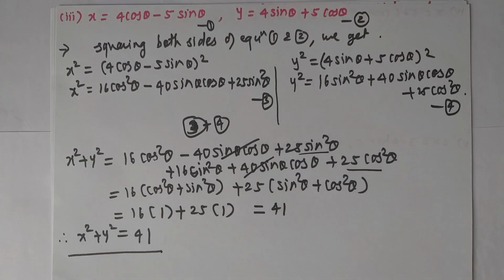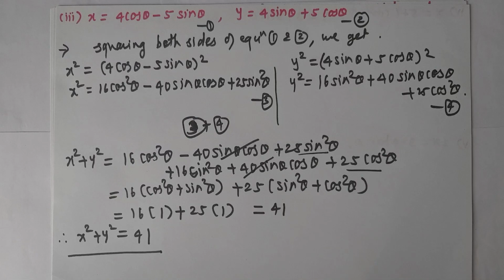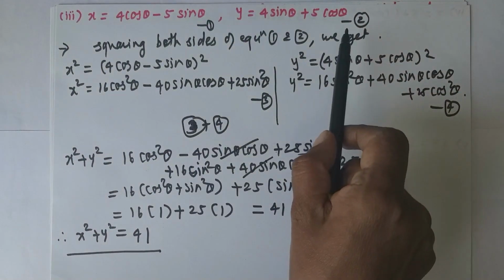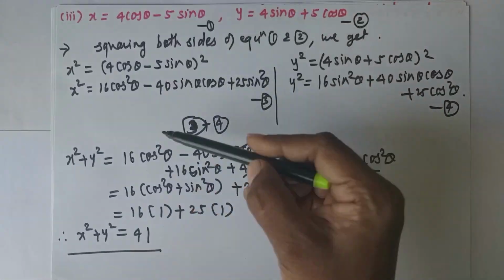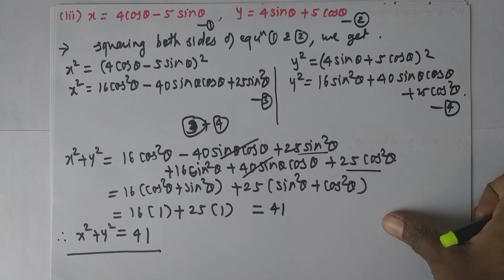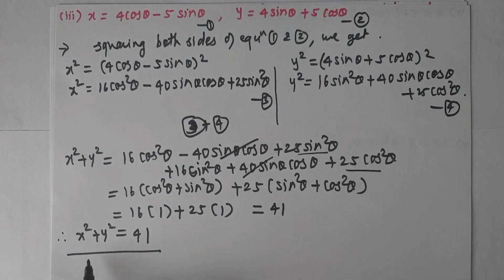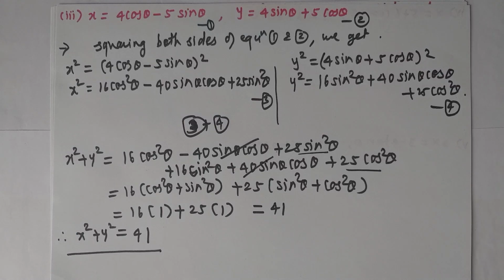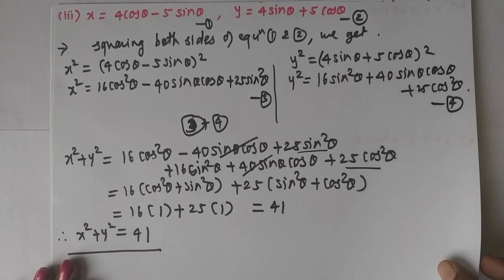Okay? Isn't it easy? This is quite different from previous two examples. Here you have to take the square of both the equations, then add these two equations, and after adding and simplifying we will get the simple equation x square plus y square is equal to 41. Let's see the next example.